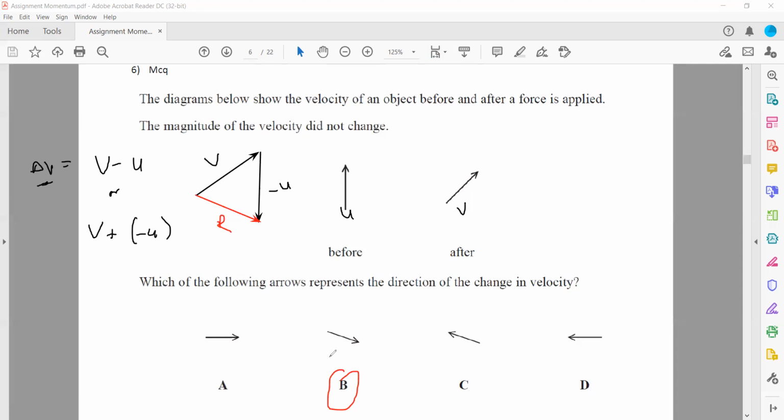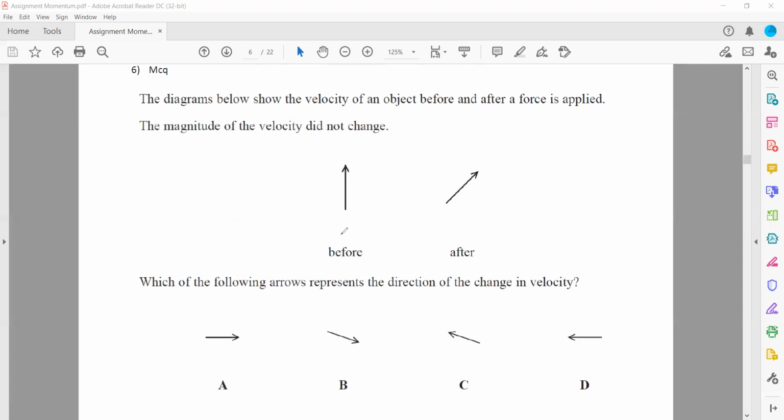Because they asked for the change in the velocity, so there should be a direction. How to know which direction? That's because from the vector addition rule, the tail of the first to the head of the last is the resultant. So the initial velocity was given.